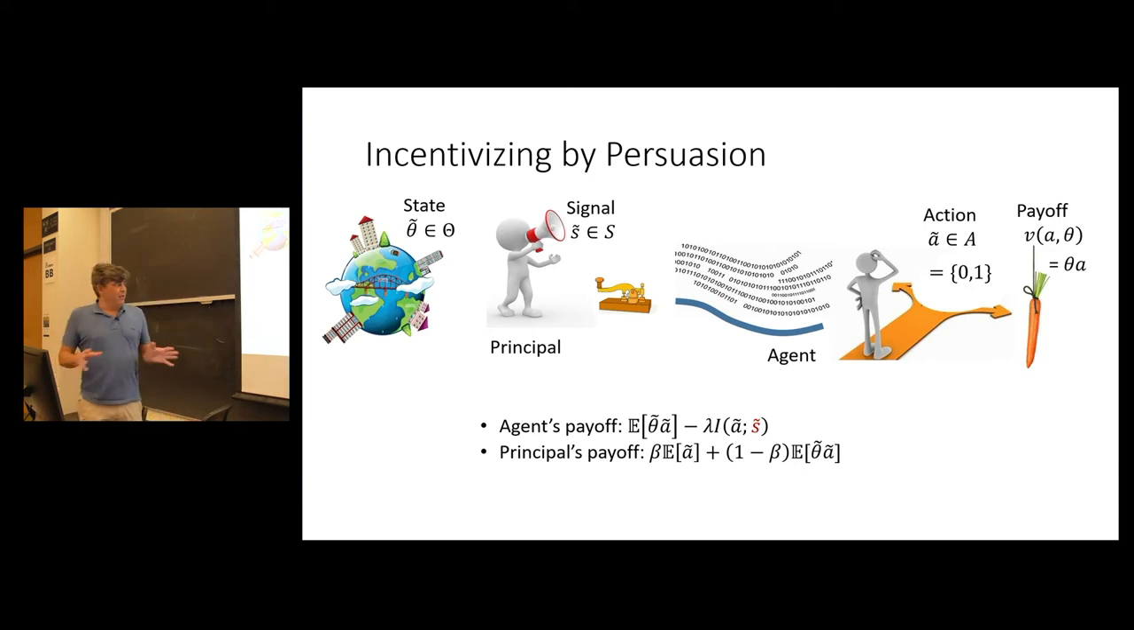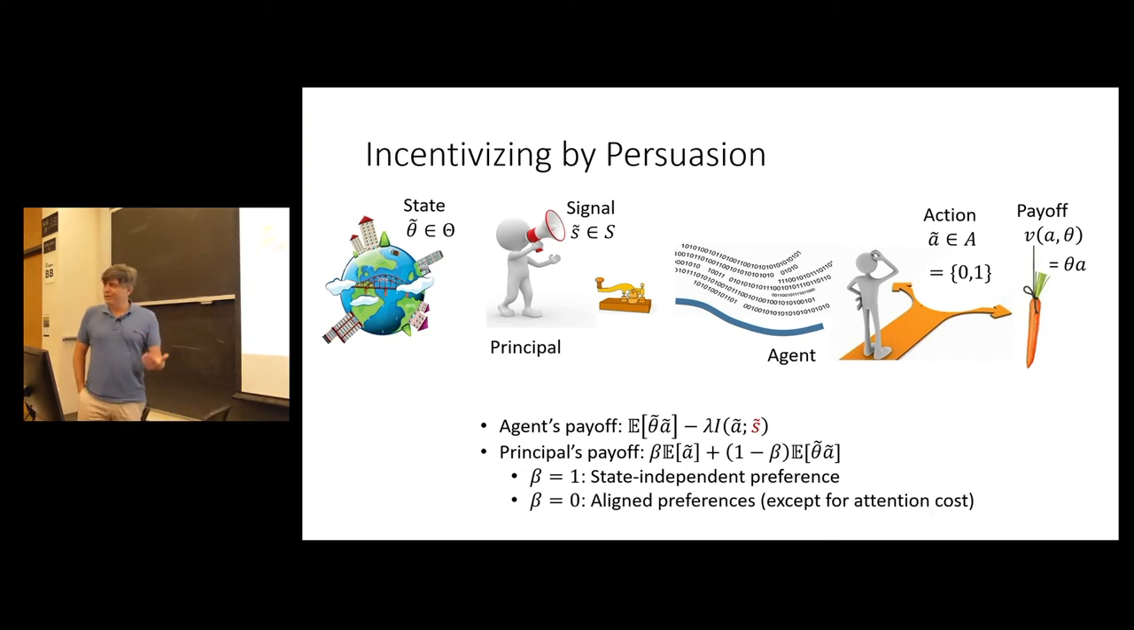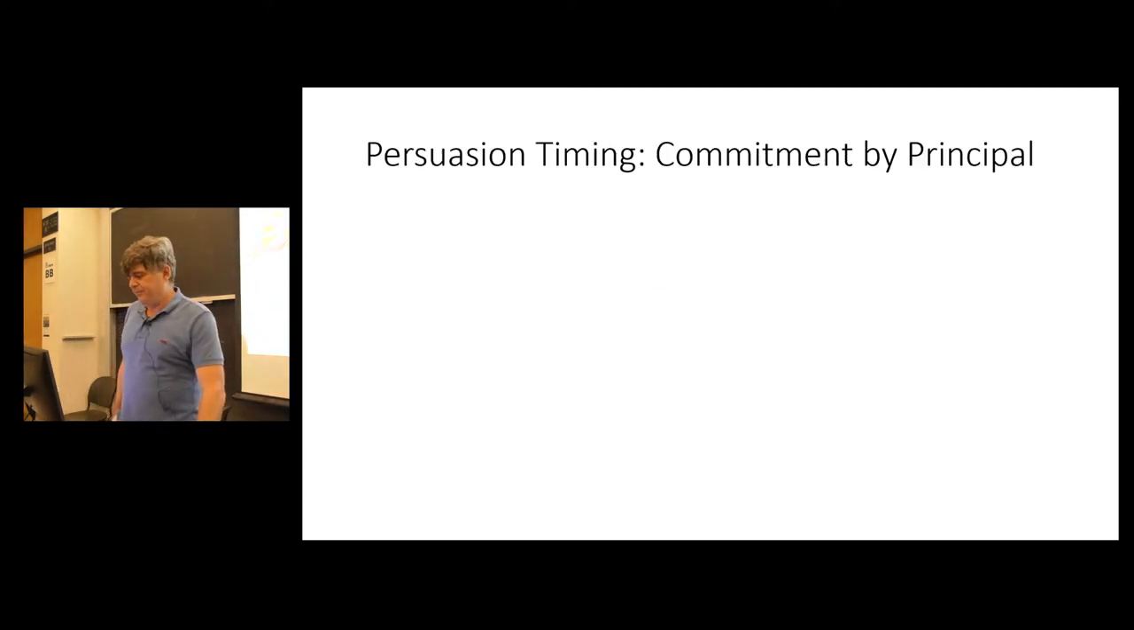And the principal's payoff could be a mixture between trying to persuade you to choose this action and trying to persuade you to choose the right action. So he puts some weight on your own utility and some weight on just choosing the action. So this is the beta. Beta equals one, we call state independent preference, where he always wants you to act. And beta equals zero, we call aligned preference. Basically, he just wants to help you, but there is still a conflict because you are lazy and he doesn't care about your attention cost and you do. So there's still an incentive conflict.